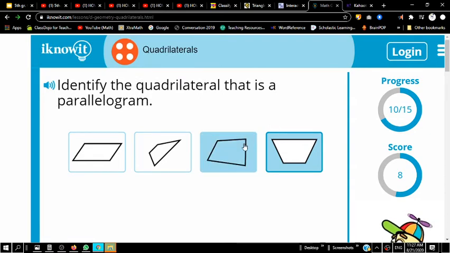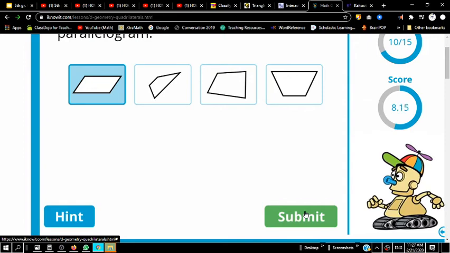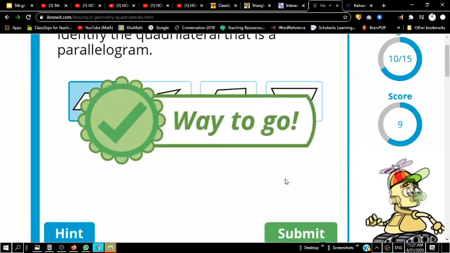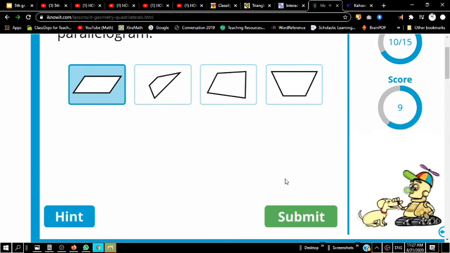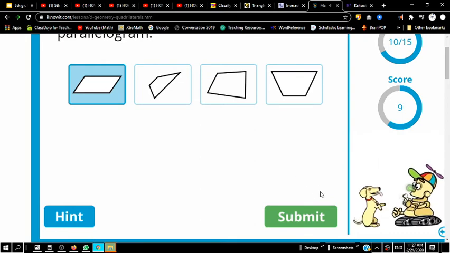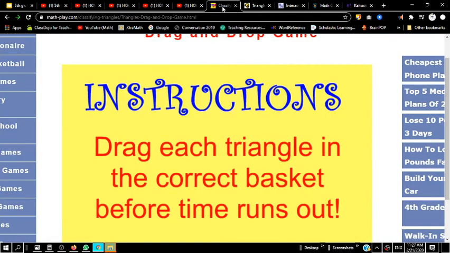It says identify the quadrilateral that is a parallelogram. Well, this one's a parallelogram. This one, and this one are not parallelograms because they don't have two pairs of parallel sides. So we're going to click on the first one. Great. All right. I think that's it for this quiz. You can check this out a little bit later on.